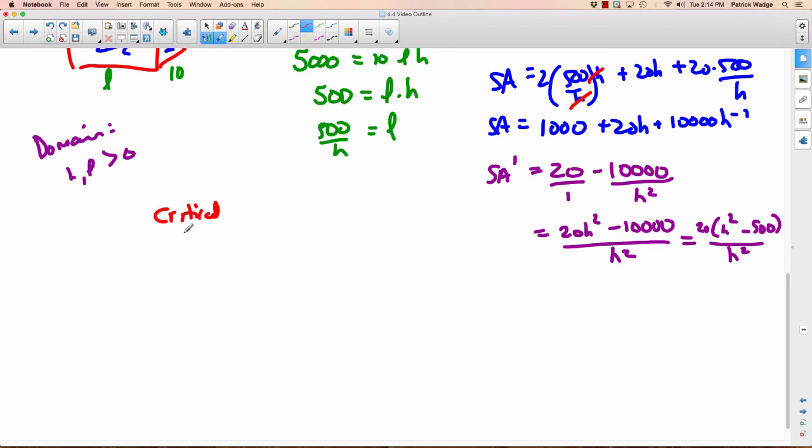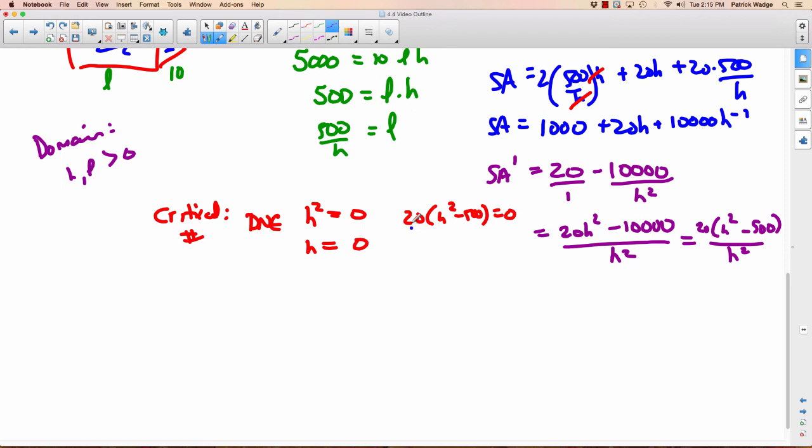Critical numbers. Okay, when does the derivative not exist? It doesn't exist when the denominator, h squared, equals 0. When's that? When h equals 0. So there's one critical value. The other thing we have to know is when does the derivative equal 0? And that would be when the numerator equals 0. In other words, when does 20 times h squared minus 500 equal 0?